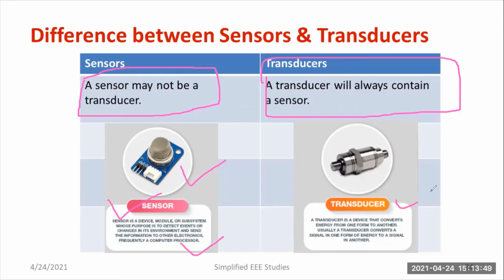On the other hand, a transducer is a device that converts energy from one form to another form. Energy conversion is what happens in a transducer. Usually, a transducer converts a signal in one form of energy to another form of signal. That is very true. That means a non-electrical or mechanical quantity is converted into an electrical quantity. In a load cell, we can measure the weight of the load, and that is converted in terms of either voltage or current. This is also very important.